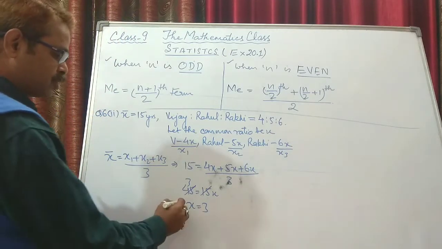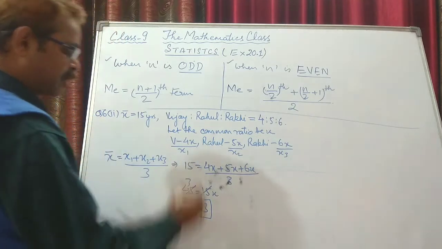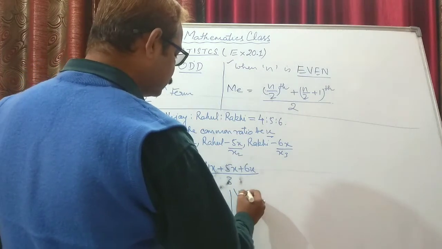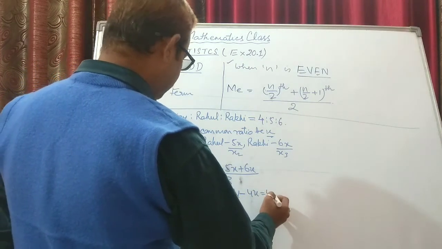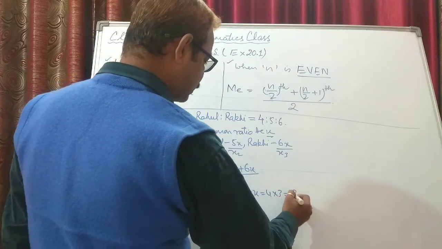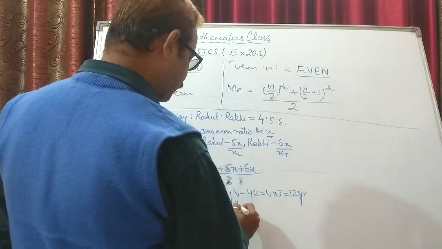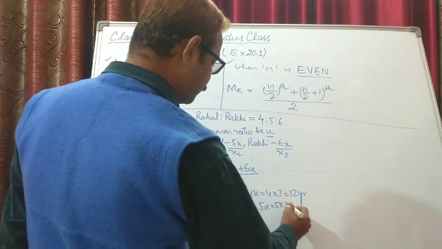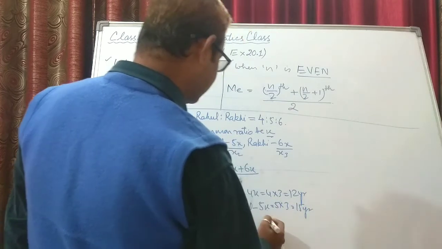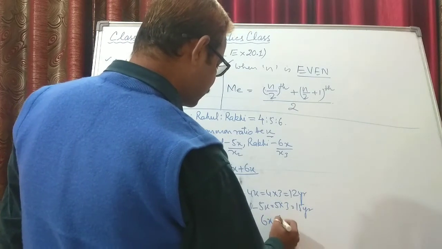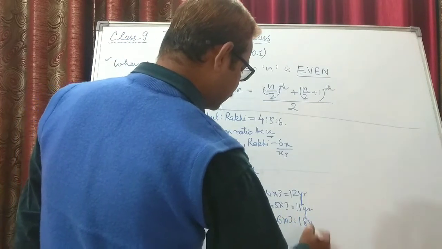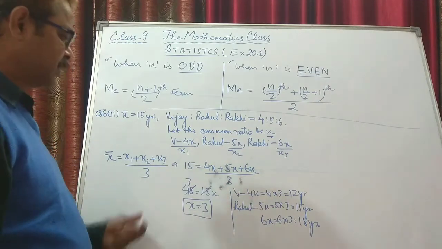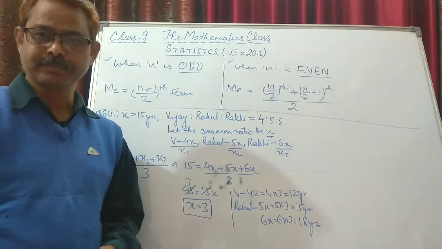X means the constant value or the common ratio. This value is x. So Vijay was what? 4x. It means 4 3s are 12 years is Vijay's age. Now Rahul is 5x, that is 5 3s are 15 years, and similarly Rakhi is 6x, means 6 into 3, that is 18 years. If you want you can check, total them, divide them by 3, you will get the value as 15 years. So this is the solution.